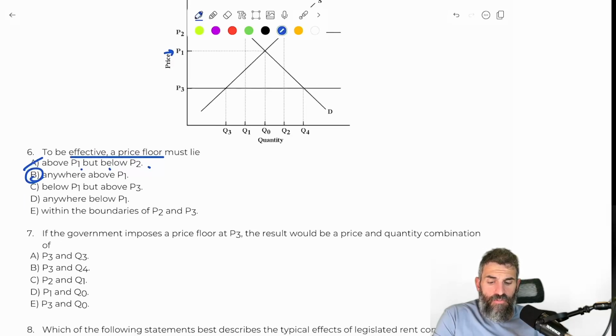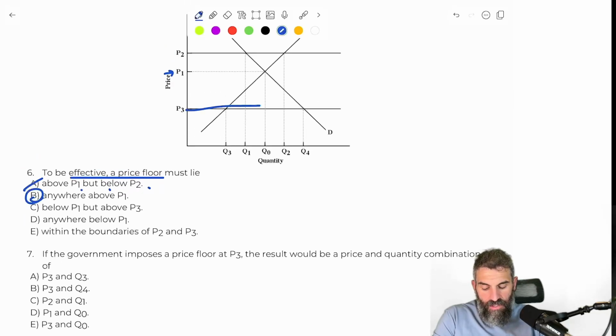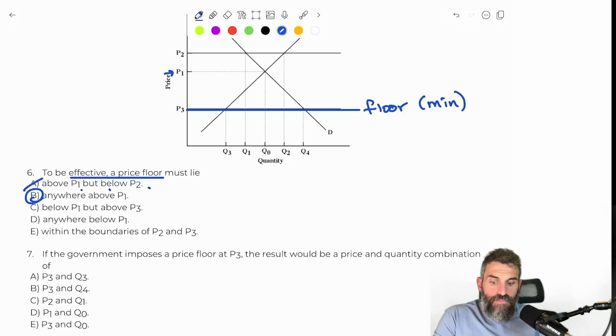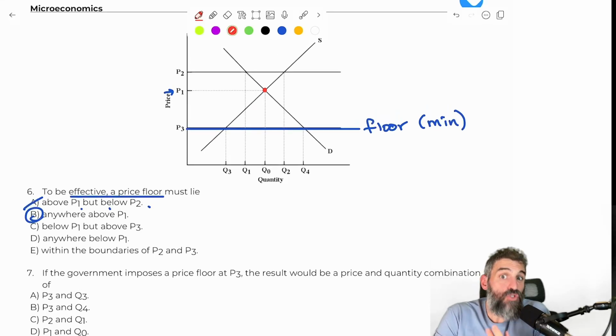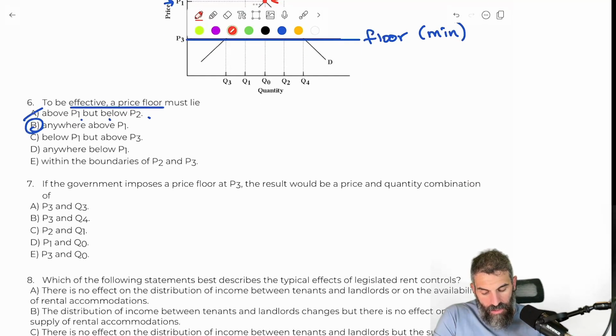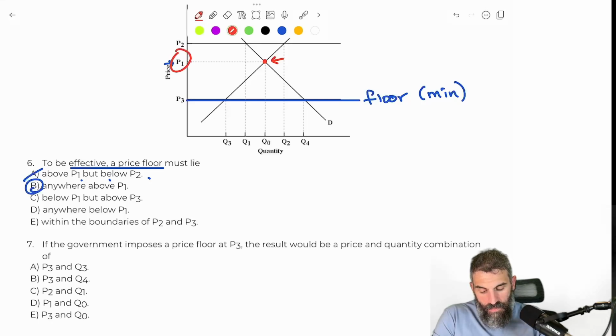If the government imposes a floor at P3, so here you'll see what I'm saying. If the government says this is a floor, a minimum, this would have absolutely no effect on the market because the equilibrium is here. The government is saying you can't go below P3. The market isn't even trying to get below P3. It's trying to get to P1. So to say that P3 is your minimum would have absolutely no effect. The market would stay at the equilibrium. So the price and quantity would be P1 and Q0.